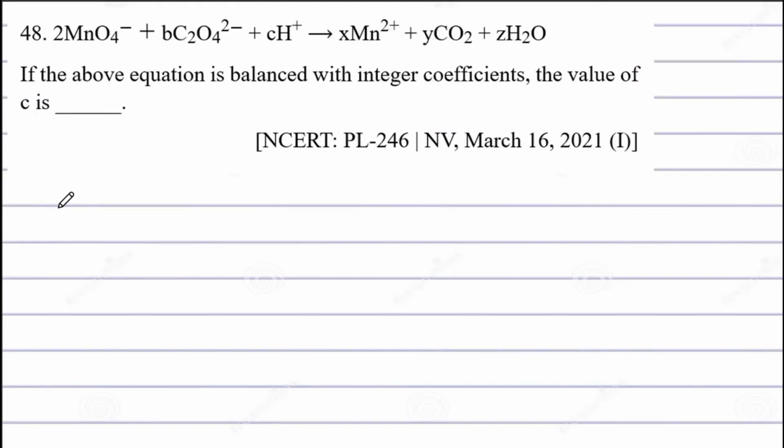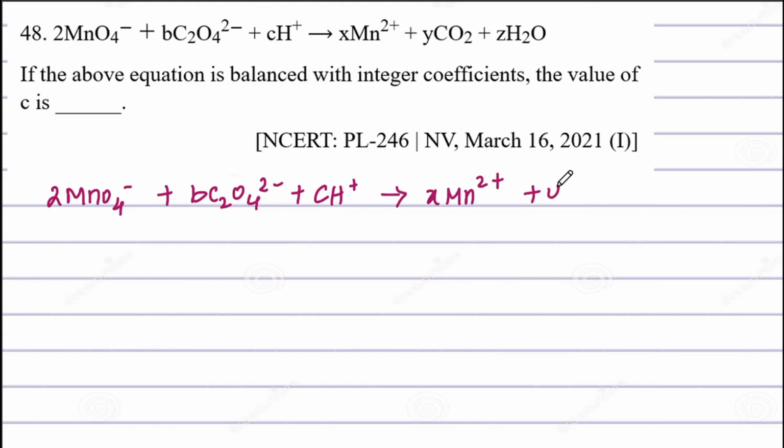Next question is 2MnO4 minus plus BC2O4 2 minus plus CH plus gives XMn2 plus YCO2 plus ZH2O. If the above equation is balanced with integer coefficients, the value of C is dash.